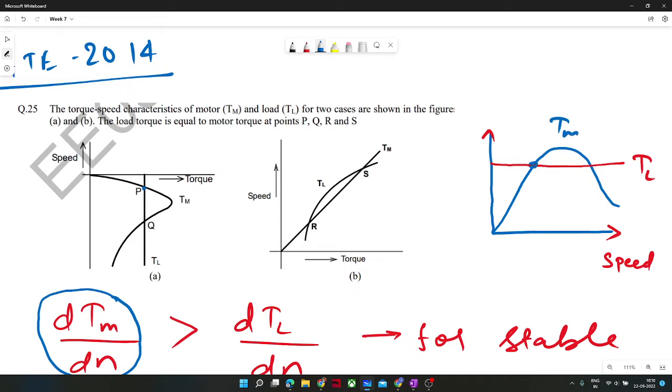So at this point, the slope of motor torque with variation in speed, dTm by dn, is higher than dTL by dn, right? Because the slope of dTL by dn is 0 at P and dTm by dn is increasing. So if it is higher, it will be stable. Let us see at point Q.